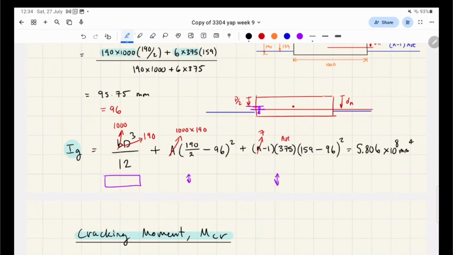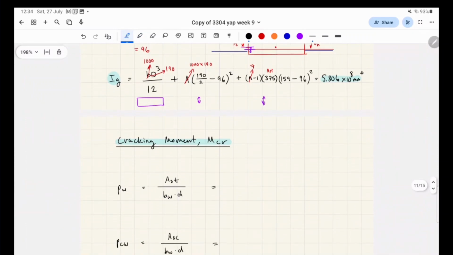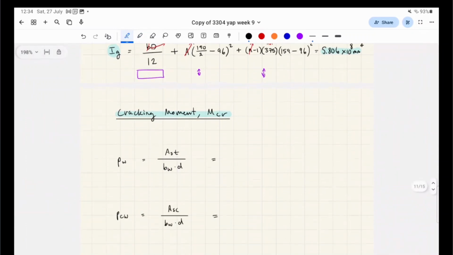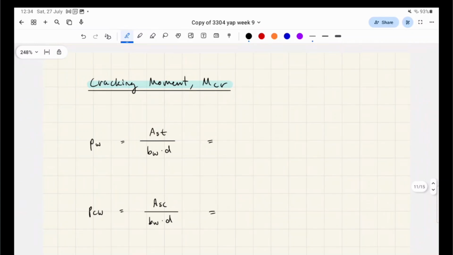Done. So now we have IG. Next, we have to calculate the cracking moment, and before we can calculate the cracking moment, we have to find the reinforcement ratios. So PW is the tensile reinforcement ratio, and PCW is the compressive reinforcement ratio. Okay, so AST we've calculated, 375. Depth was 159. BW, can someone tell me?